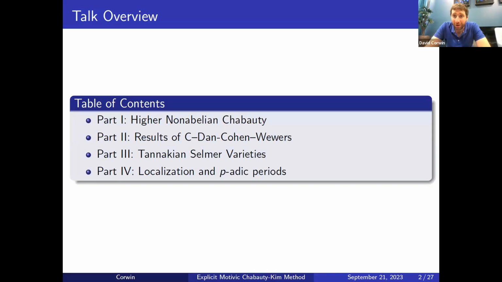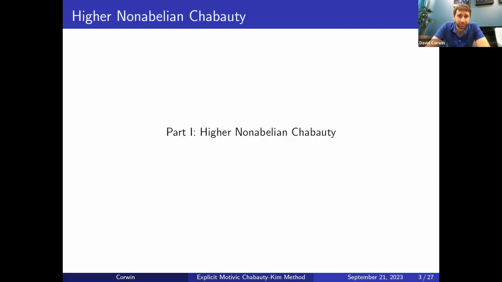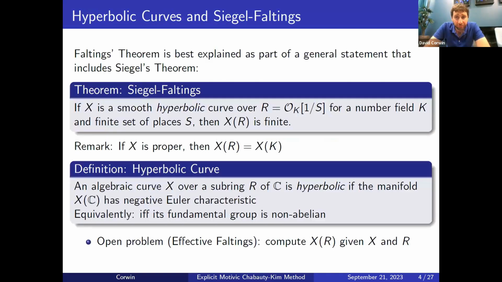So here's the overview of the talk. I adapted it to an audience that I understand has been learning all about non-abelian Chabauty last week. First I'm going to motivate the general problem. Then I'll talk about some concrete results, including some that follow from what I'm actually going to talk about. And then in parts 3 and 4, I'll get into the actual technical details of what we're doing to go beyond quadratic Chabauty.